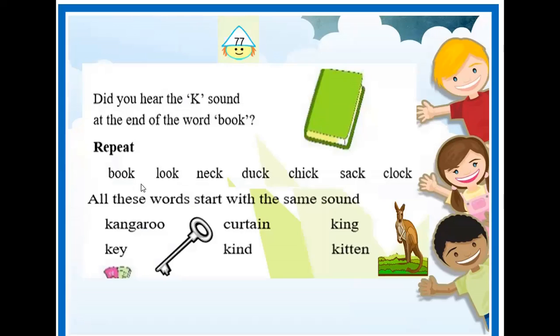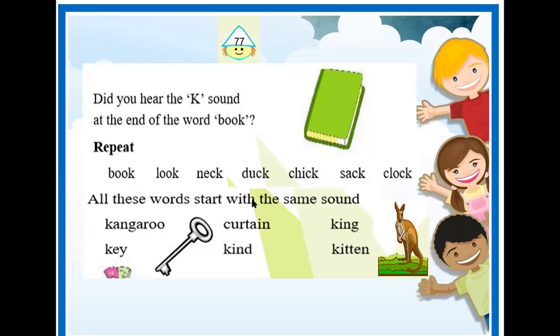B-O-O-K is book. L-O-O-K is look. N-E-C-K is neck. D-U-C-K is duck. C-H-I-C-K is chick. S-A-C-K is sack. C-L-O-C-K is clock. Here, all these words end with the k sound. And we already learned that to make this sound k, the back of the tongue touches the end of the roof of your mouth. Look into the textbook, children.